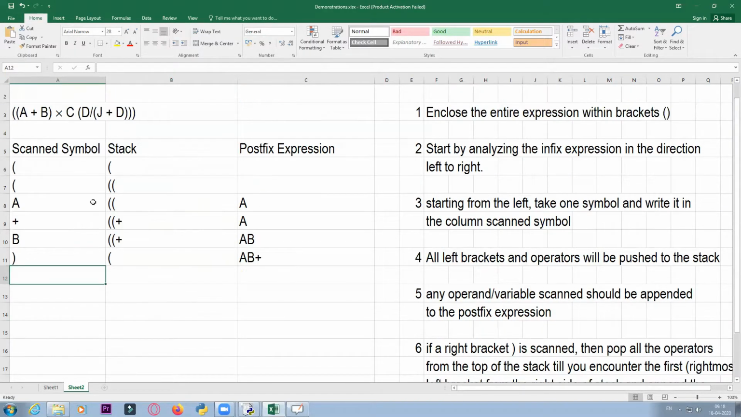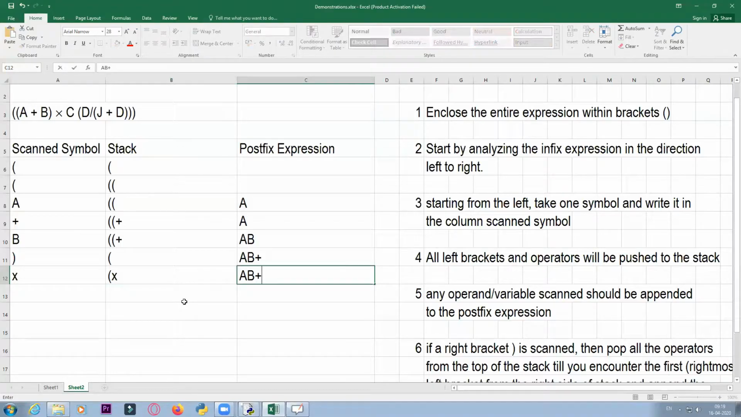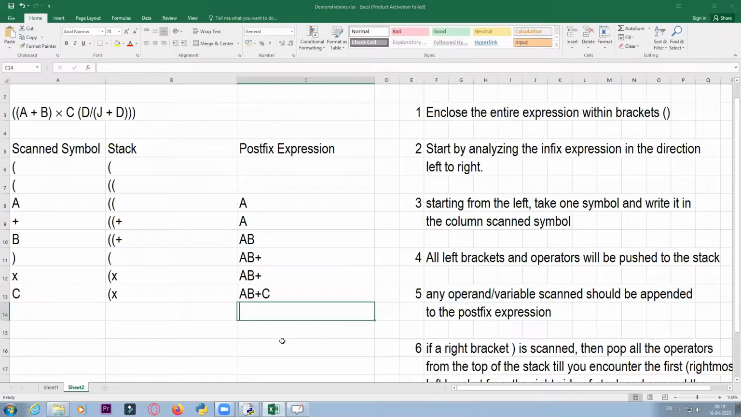Now after this we have a multiplication sign. So what about this multiplication sign? Because it is an operator, it shall be pushed to the stack and AB plus will remain as it is. After this we have a C. So what to do for now? We have encountered a C over here, so we will simply write AB plus C. So that is it. Now after C we again have a left bracket.